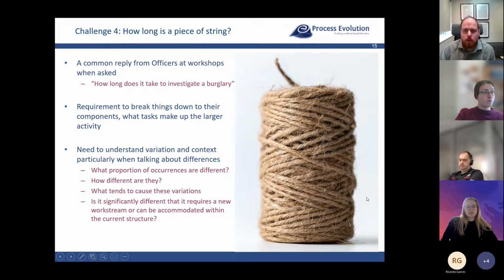But very much trying to understand not only what those variations are, but how often they occur. There's always a case as well that when we're doing this workload analysis or trying to understand that activity, can we understand the variation? And if not, if things are significantly different, is it worth creating a new work stream? Or should we accommodate things within the current view?